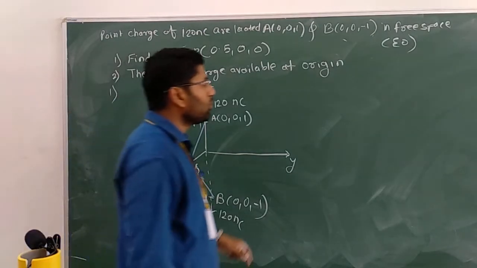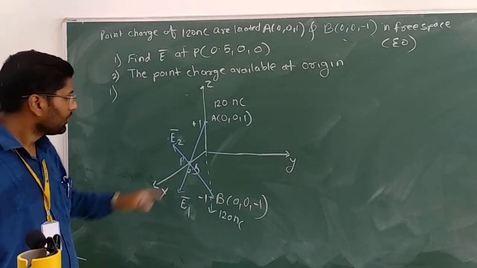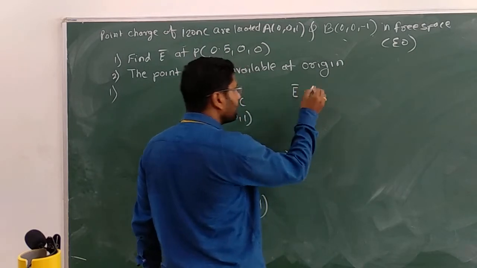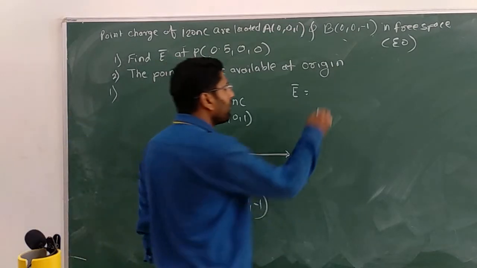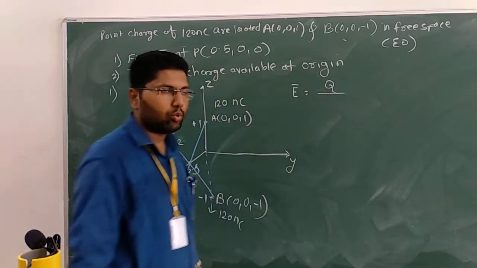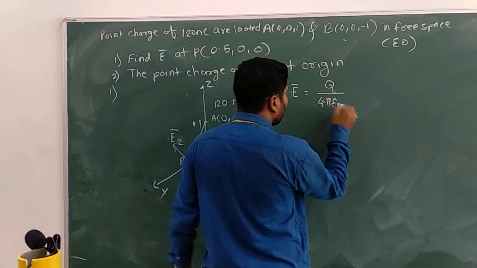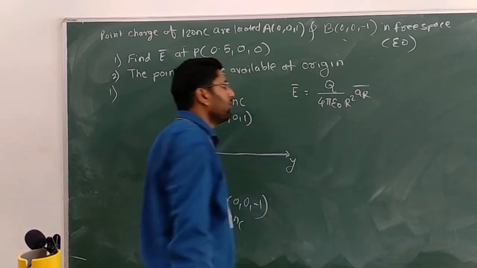Okay. So this problem can be asked for 10 marks: 5 marks plus 5 marks. So we have to find first E1 bar. What is the E bar equation? Normally I write the E bar equation: Q divided by 4 pi epsilon 0 R square, A R bar. That is your E bar.